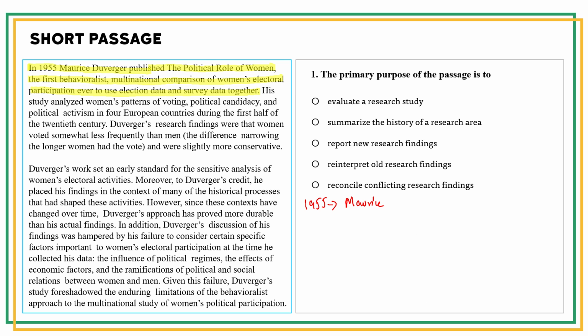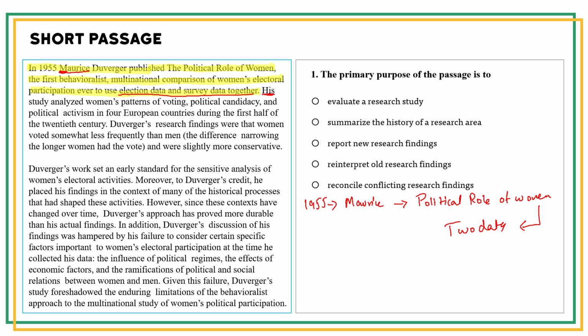I do not know why I made a column there. Anyway, Maurice Duverger, she wrote about the political role of women. All right, and it was unique in some way, because it used election data and survey data together. Okay, so use two datas together, and okay, it's a male. Sorry, I'm not very familiar with English names.